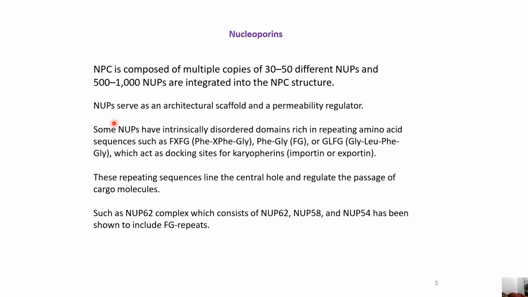So these repeating sequences line the central hole and regulate the passage of cargo molecules, such as the NUP62 complex, which consists of NUP62, NUP58 and NUP54. They have been shown to include FG repeats.